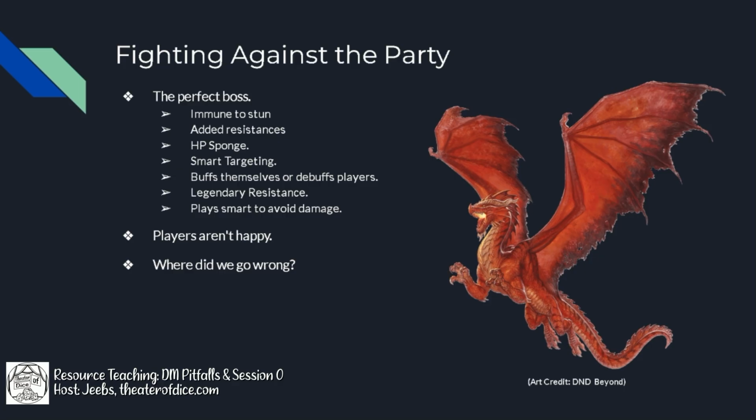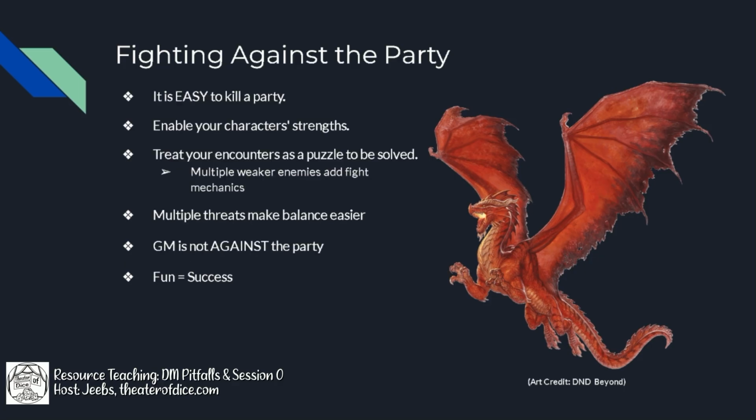Where did we go wrong? It is easy to kill a party. This is something that GMs need to understand. It's very easy to just kill the party. It's difficult to provide a good, fun challenge. You want to enable your character's strengths. You still want to provide an adequate challenge, but never shut down a player completely.